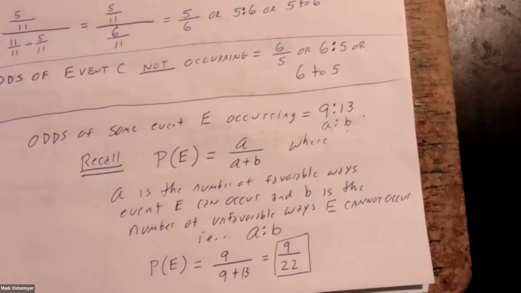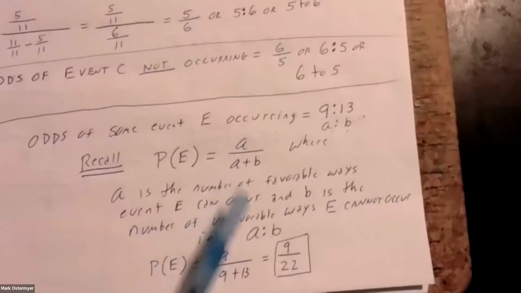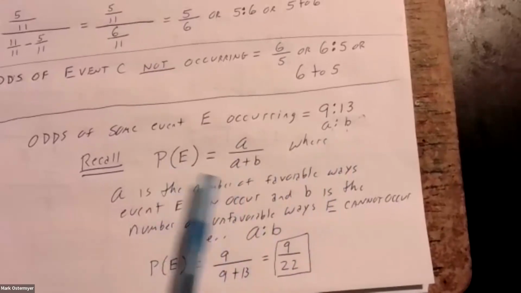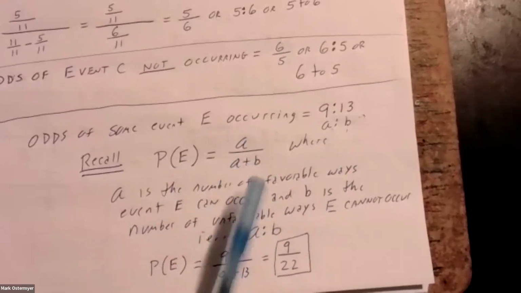So it really comes down to, obviously, you're going to have to either memorize these formulas or have them handy. Do you agree? You're going to have those handy in order to go back and forth between odds and probabilities. That's the formula you use to go from A to B odds to the probability being A over A plus B. Good.